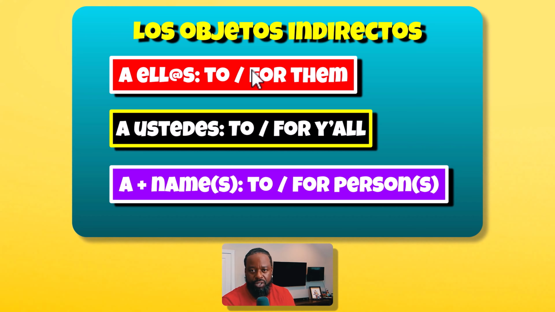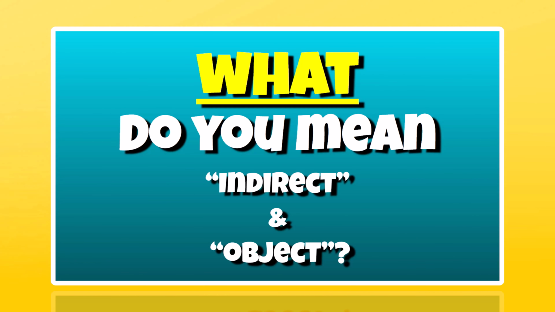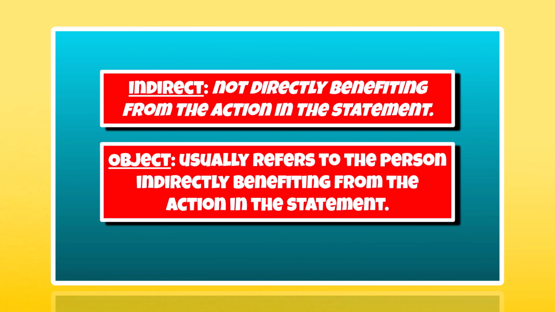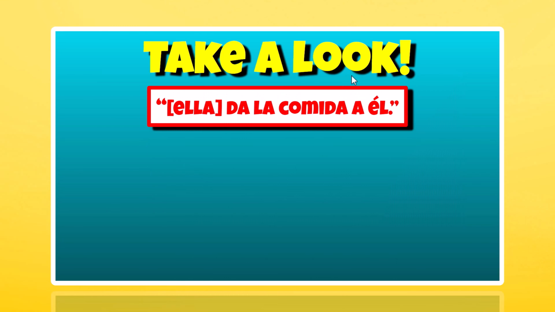A, and then plus a name or names, which would be to or for a person or for people. So as we continue with this process, you're going to be able to understand how the picture is coming together utilizing indirect objects. So next we must understand the terms indirect and object. Okay, so let's break that down. Indirect means not directly benefiting from the action in the statement. The object usually refers to the person indirectly benefiting from the action in the statement.